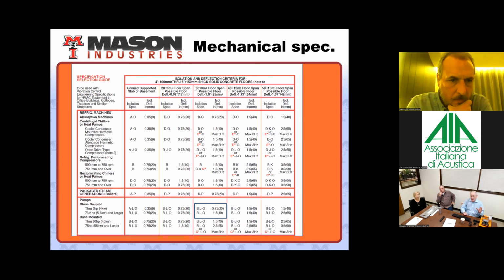So as an example, if we had a pump on a 30-foot span with a possible structural deflection of up to 25 millimeters, we use the selection matrix. And in this case, we're using letters to designate the appropriate isolation systems. In this case, it's B, L, and O. And to the right of that is the recommended static deflection of the isolators.